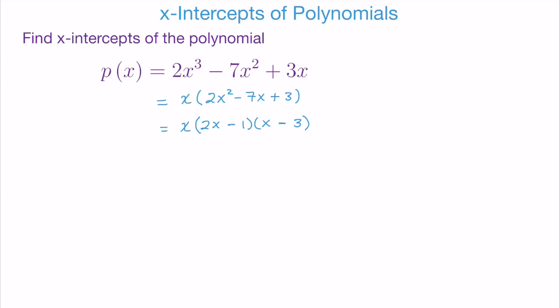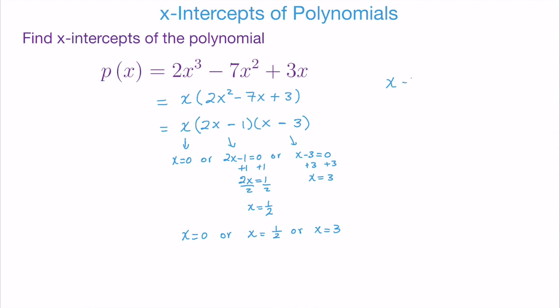And now we use the zero factor property. That tells me that either x is 0, or 2x minus 1 is 0, or x minus 3 is 0. And now we solve for x. We add 1 on both sides, so we get 2x equals 1. Then divide by 2 both sides, and we get x equals 1/2. Here we add a 3 on both sides, so we get x equals 3. So at the end we get x equals 0, or x equals 1/2, or x equals 3. So the x-intercepts of the polynomial p of x are (0, 0) of course, y is 0, the pair (1/2, 0), and the pair (3, 0). So those are the three x-intercepts.